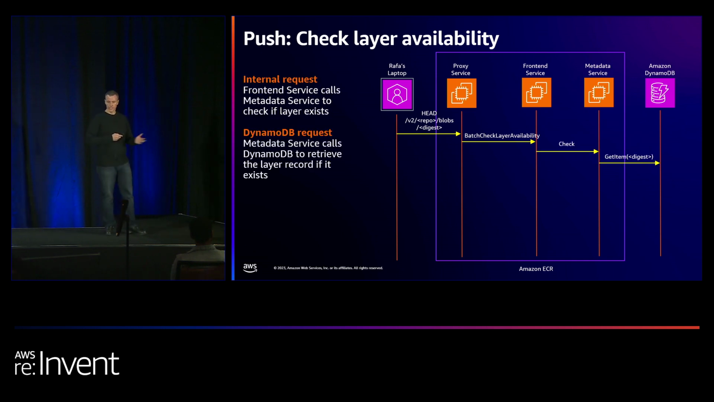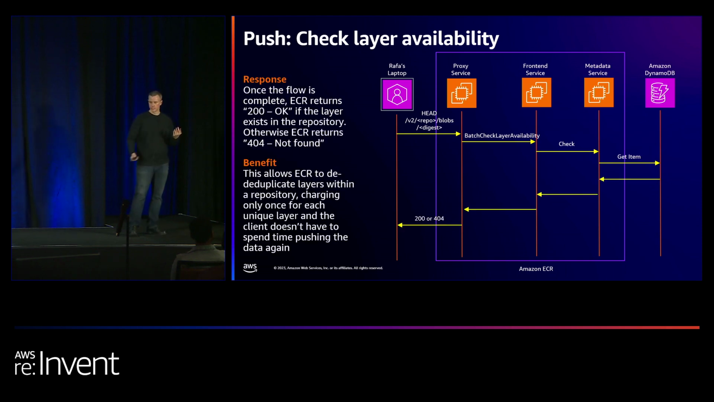The front-end service then forwards the call to the metadata service, and the metadata service checks DynamoDB to see if we have that digest. Digests are unique. They're immutable, so they can't change. So if we have it in the database, we can tell the client we either don't or we do. So 200 means we found it, we have it. 403 means not found, we don't have it. Just typical HTTP protocol stuff. So that layer there that you see, the HEAD and then the responses, that's the OCI spec. Everything else is the inner workings of ECR.